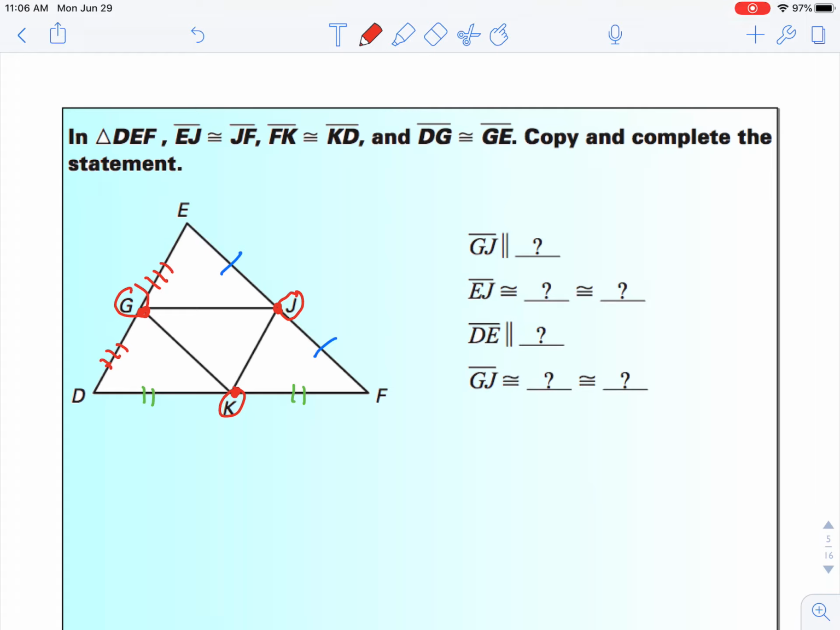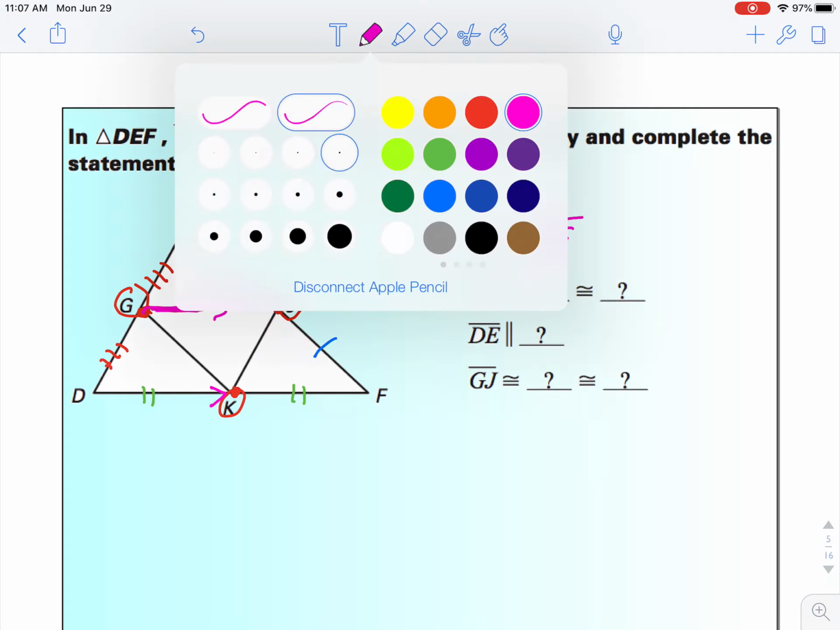So GJ right here, this side, I'll use a different color here. GJ right here, that side will be parallel to which side? Well, it will be parallel to DF. Because we know that G and J are midpoints, then GJ is a mid-segment, and it will be parallel to that third side. Okay, so now we want to know what segment is congruent to EJ.